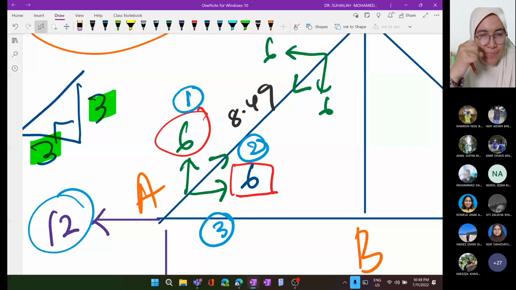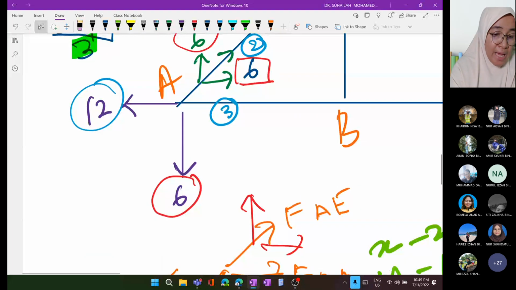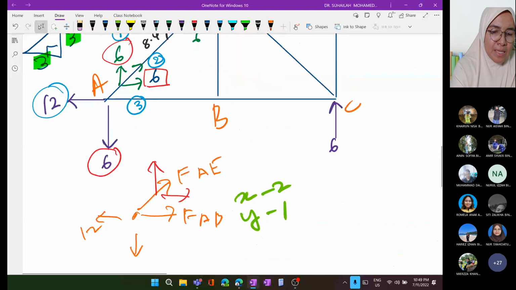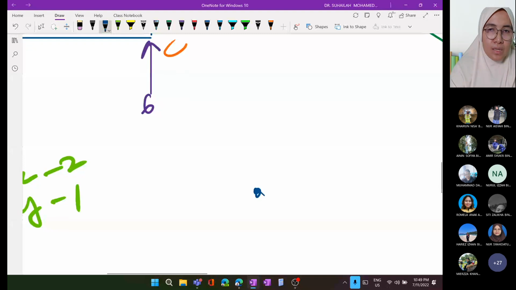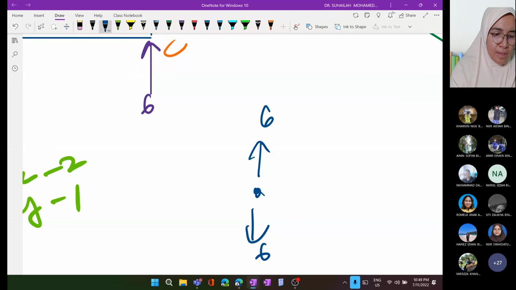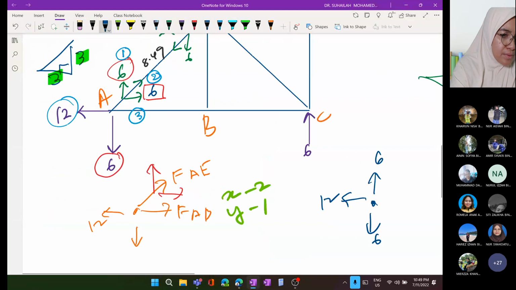Number 3. Total fx is equal to 0. Now we are doing A, join A. You nak check, then you check macam ni. Okay, this is join A. Join A. We have 6 and 6. Ini join A. And we have 12. We have 12 and 6, right? 6 right direction.